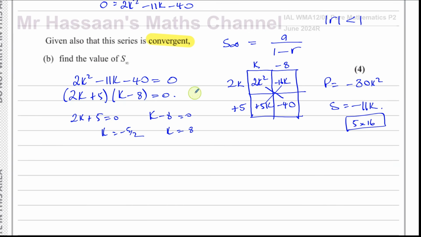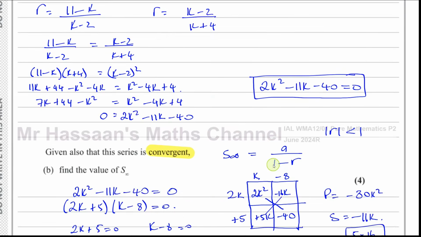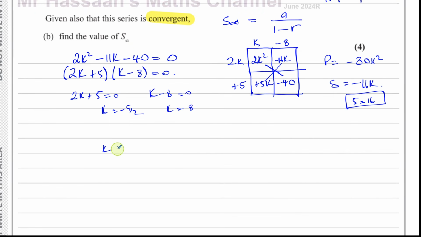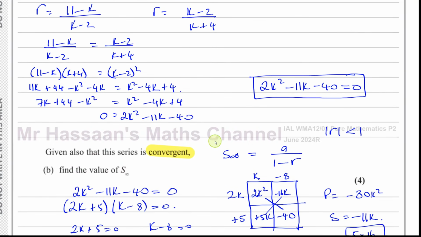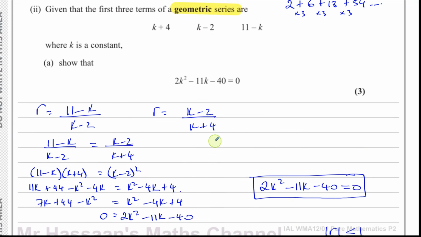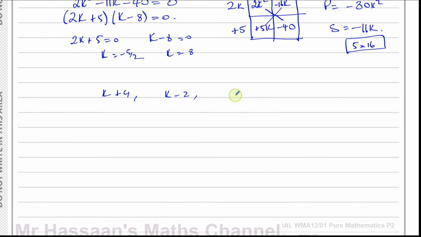So the series is going to be k plus 4, k minus 2, and 11 minus k. Now let's try putting 8 in here. 8 plus 4 is 12. You're going to have 10, and then 11 minus k, which is 3.